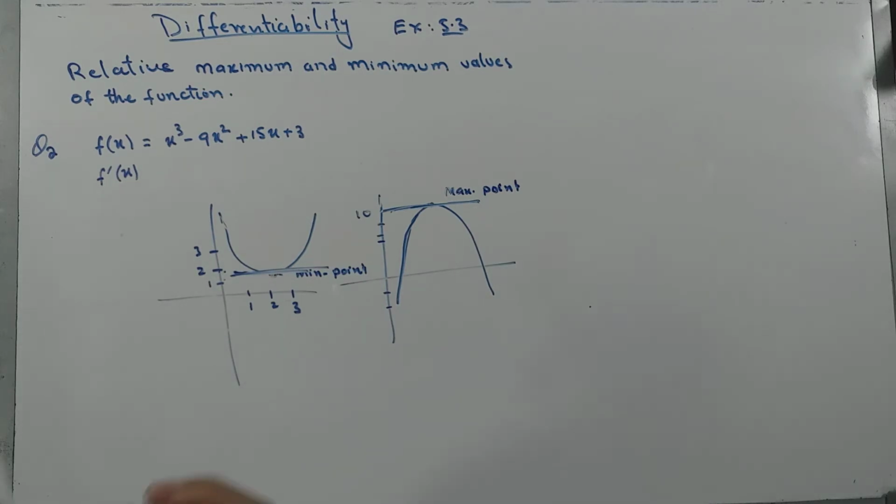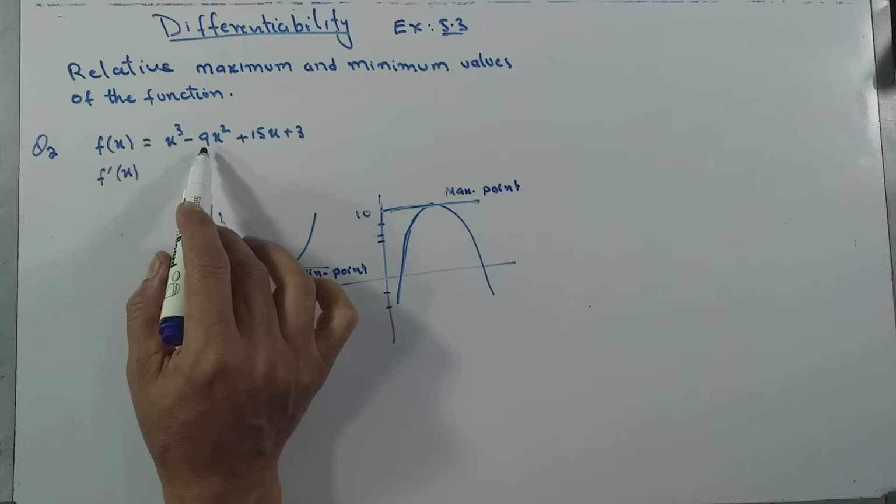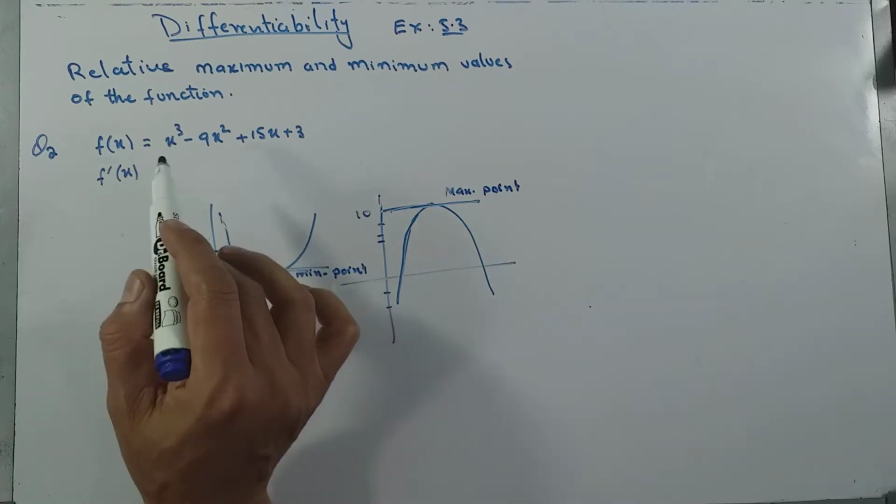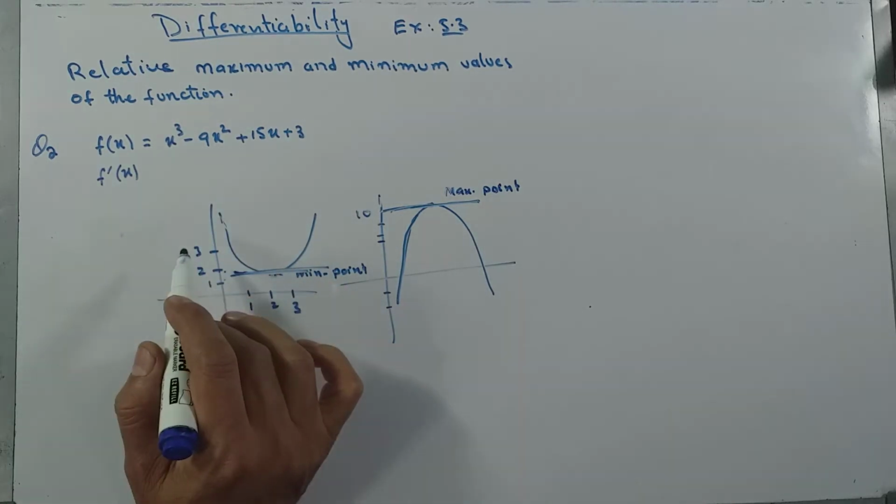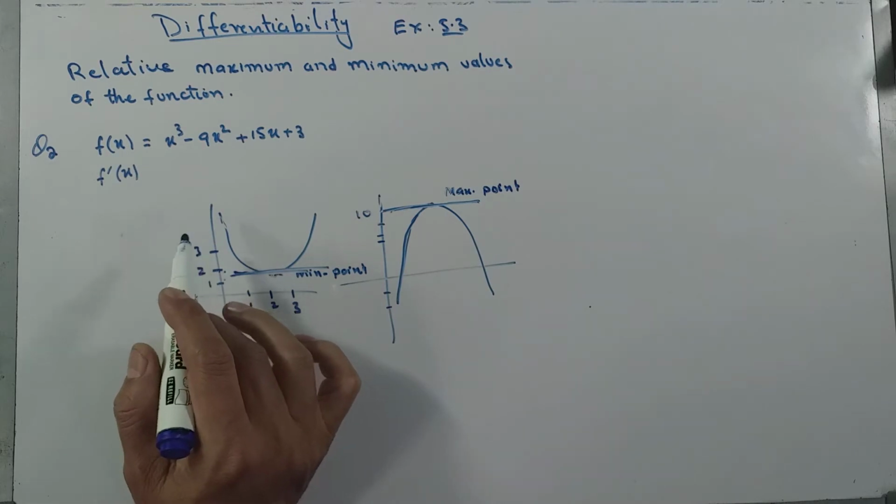That's why we need to find out the gradient of this function, and then we will make that gradient equal to 0. We will get the value of x and y.